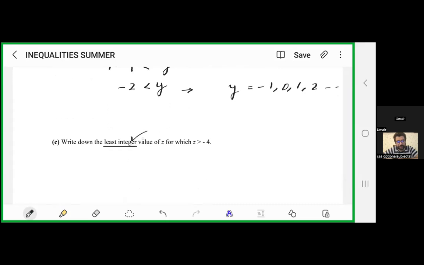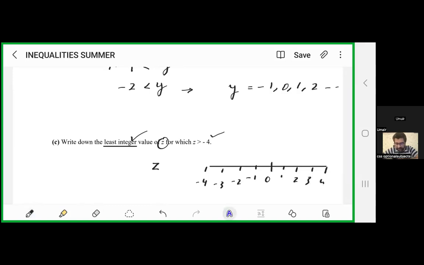Now we have to write the integer value of z for which z is greater than minus 4. If z is greater than minus 4, can we draw a number line just for the sake of understanding? This is 0, this is minus 1. Let me write the negative numbers on the left side. This is minus 1, minus 2, minus 3, minus 4, and this is 1, 2, 3, 4, and so on.